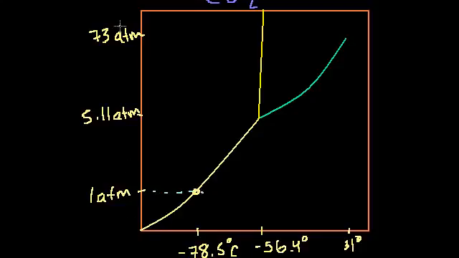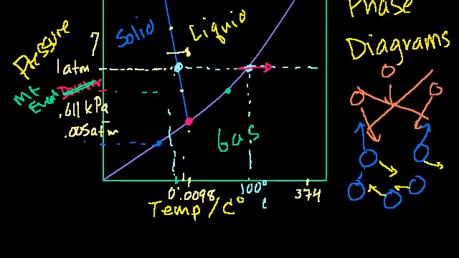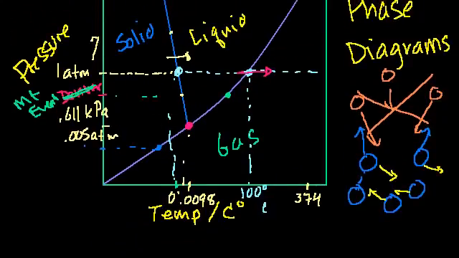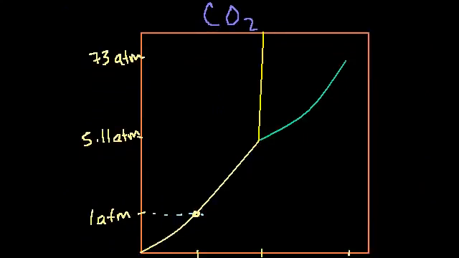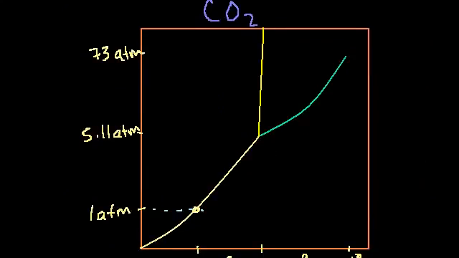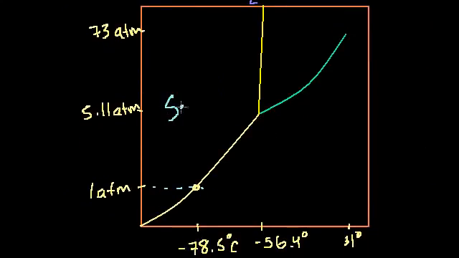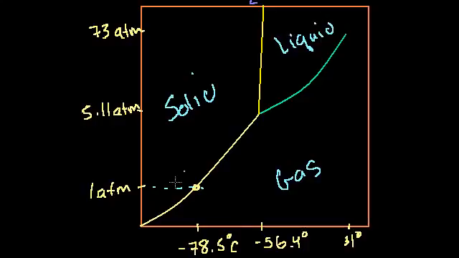And just so you know, this scale is definitely not drawn to scale. The difference between 1 atmosphere and 5 atmospheres is not the same between 5 atmospheres and 73. Likewise, this is not drawn to scale here. This is a much larger distance than this. So if I had to really draw it to scale, I'd have to stretch this chart out or do a logarithmic chart or something. But anyway, I was talking about carbon dioxide. So this is carbon dioxide solid, and this is gas, and this is liquid carbon dioxide.